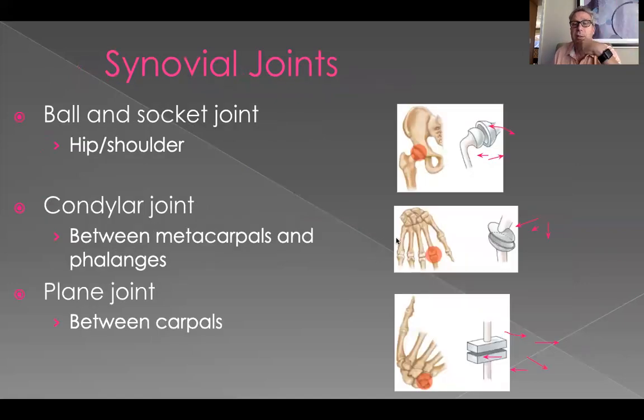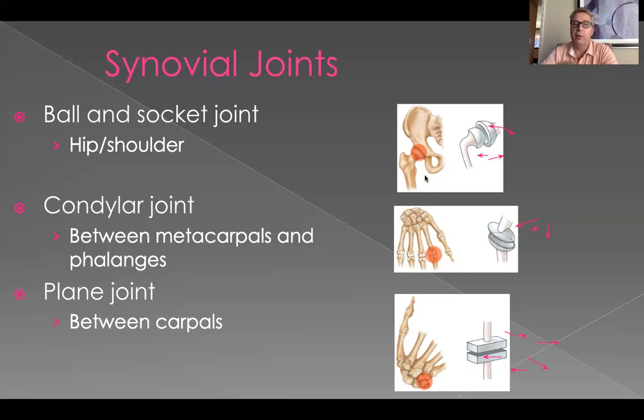The most common is the synovial. These are the free moving joints, and we have a few different types. The most common is the ball and socket, our hip and our shoulder. That is where you have the actual ball and a socket, and they rotate around.